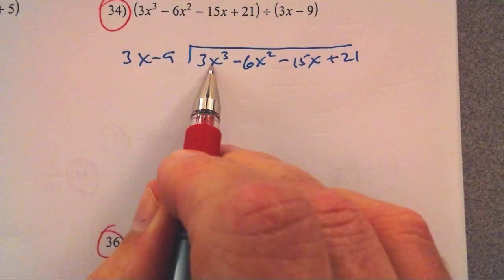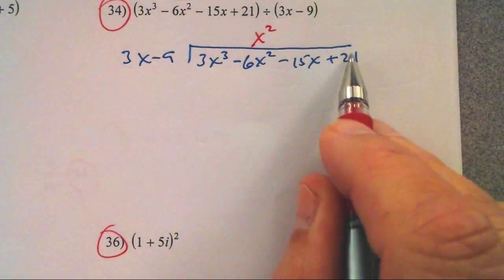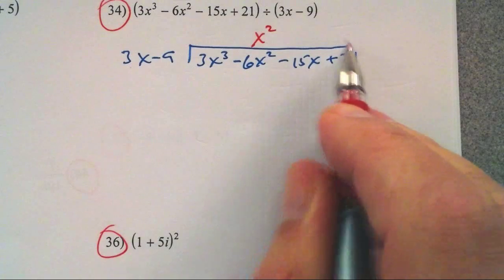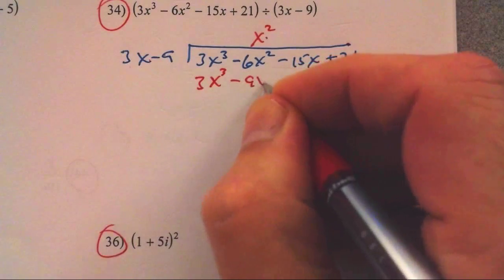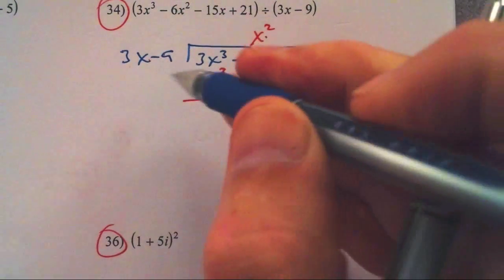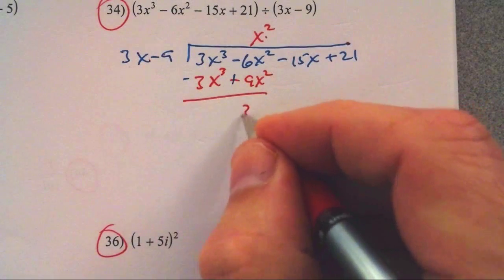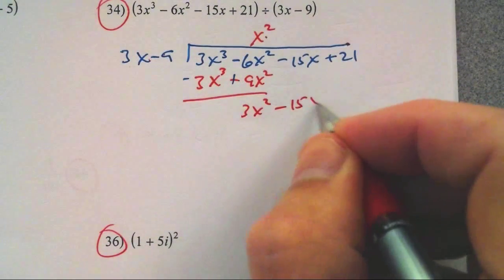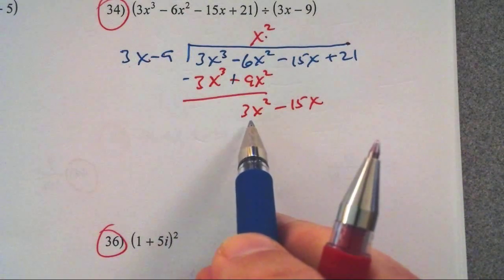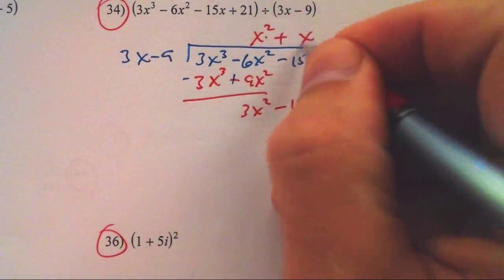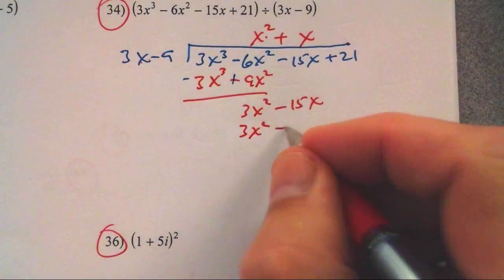3x times what? Just x squared. I'm going to put it over the x squareds. That way when I get to here, I know I'm done. So that gives me 3x cubed minus 9x squared. But I'm subtracting those. For a positive 3x squared, bring down the minus 15x. 3x times x plus x gives me x times 3x, 3x squared, x times minus 9, minus 9x.